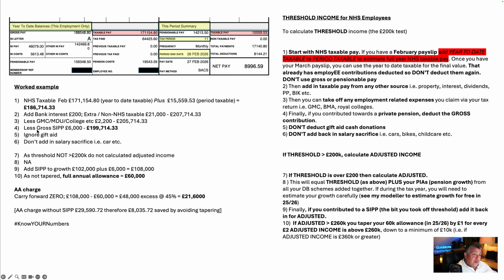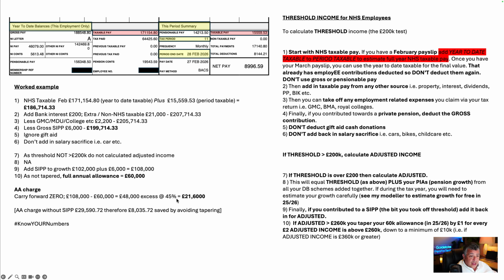But if you remember, we take off the gross payment towards a SIP. So if we've got a SIP of 6,000, that 205 figure becomes 199,714. And because that figure is the correct side of £200,000, we no longer exceed the threshold income test, and we therefore don't need to calculate adjusted income. And because of that, we've got a full annual allowance of £60,000.